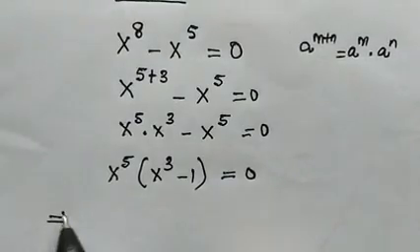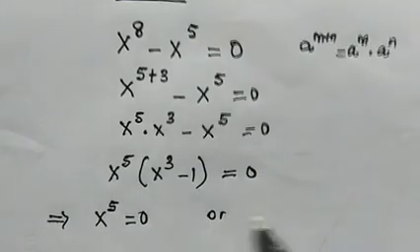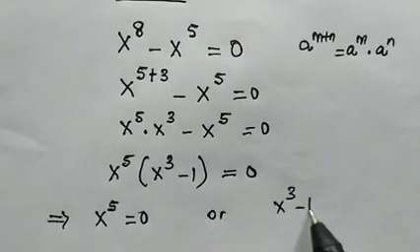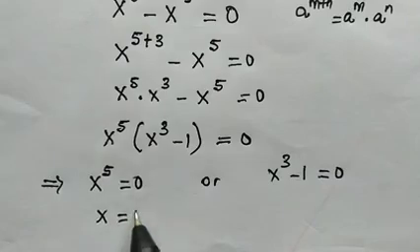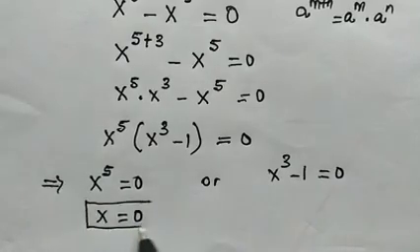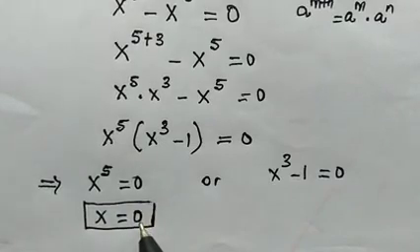So from here, this implies that either x to the power of 5 is equal to 0 or x to the power of 3 minus 1 is equal to 0. So over here, take the fifth root of both sides, we get x is equal to 0. Mind you, this 0 is repeated 5 times, right?